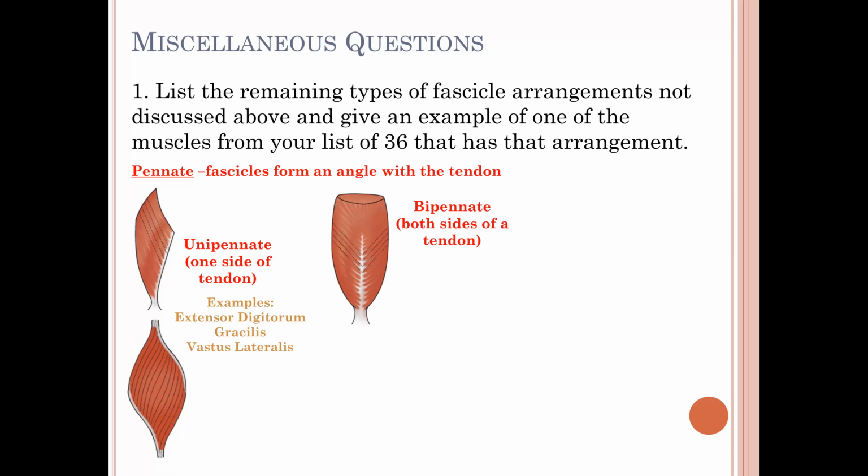Then we also have bipinnate fascicle arrangement, in which the fascicles come in at an angle on both sides of the tendon. So again, you can see the dotted black lines to show the angle that is coming into the tendon. And again, this is kind of cutting the muscle off. So if we look at it like a complete bipinnate muscle, it would look more like this.